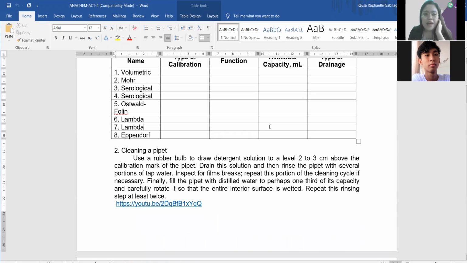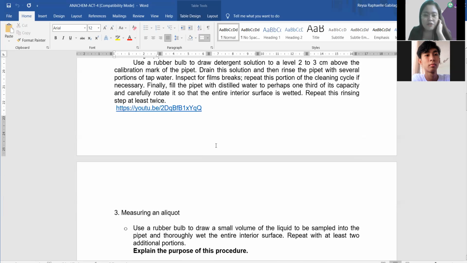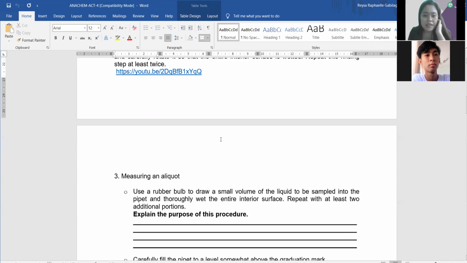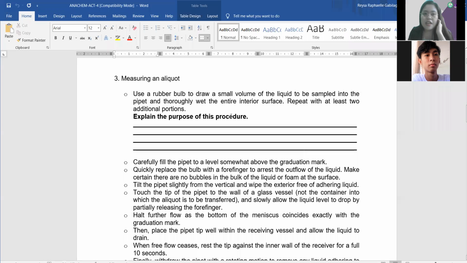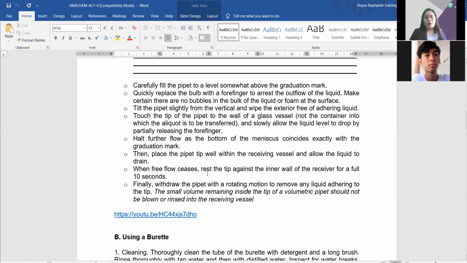Okay? And then we have here the procedure on how to clean the pipette. You have there also the link provided for the video on how to clean the pipette, and so does measuring an aliquot. So this is actually in measuring the liquid sample. So how do we use the pipette in measuring? You have to read the procedure, and there is a part in the procedure that you need to explain, and you need to watch the video to see why that certain procedure needs to be explained.